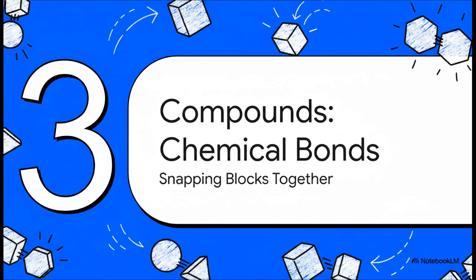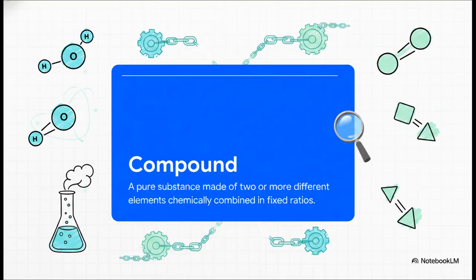All right, Section 3. Compounds, chemically bonded together. Now, unlike single elements, compounds lock multiple elements together, and there are two key phrases to really pay attention to here: chemically combined and fixed ratios. These elements aren't just casually sitting next to each other in a room, they actually bond together to form a completely new pure substance. The classic example? If you take exactly two hydrogen atoms and bond them to exactly one oxygen atom, you get water.